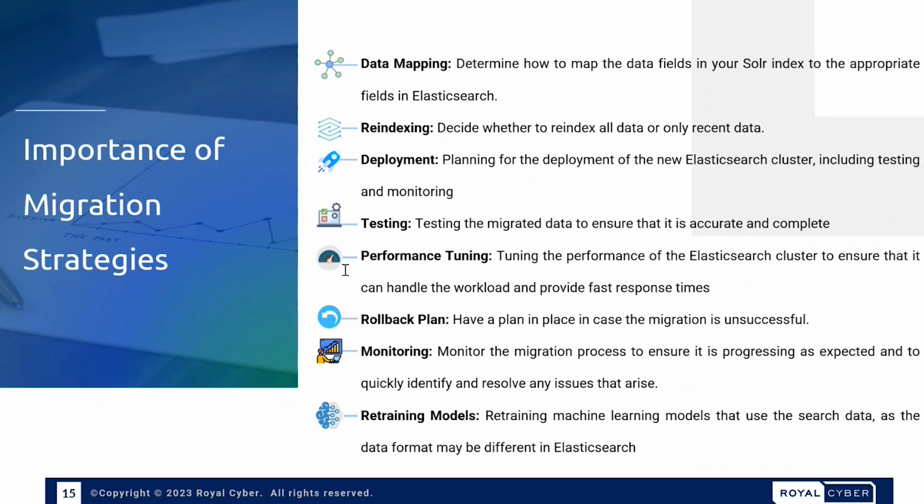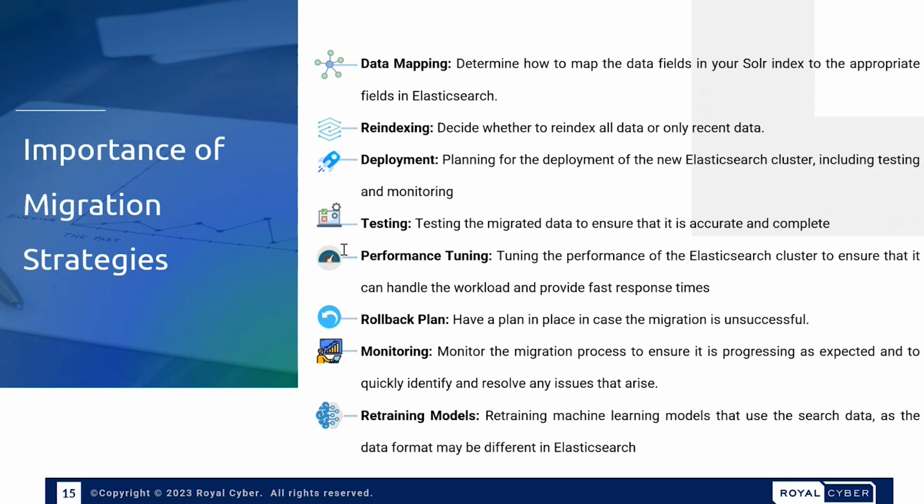A good migration strategy should also include testing and validation steps to ensure that the data has been successfully migrated and the new Elasticsearch environment is properly configured and optimized for performance. Overall, a migration strategy is important to minimize disruptions to your search capabilities and to ensure that your data is properly migrated, indexed, and searchable.